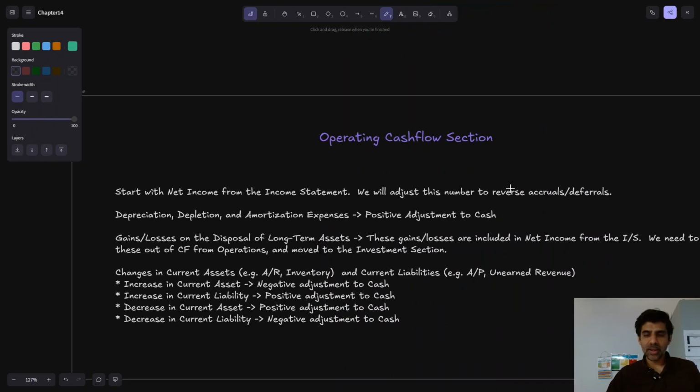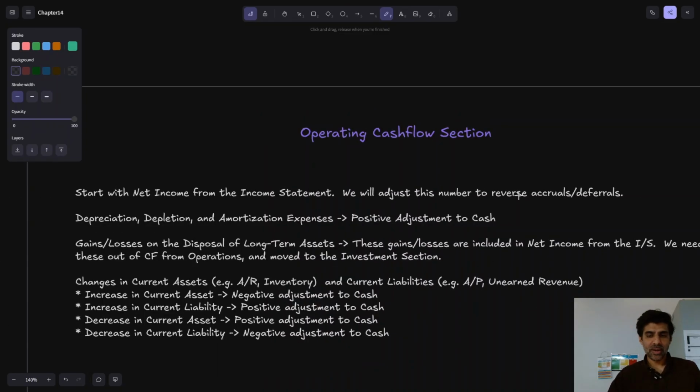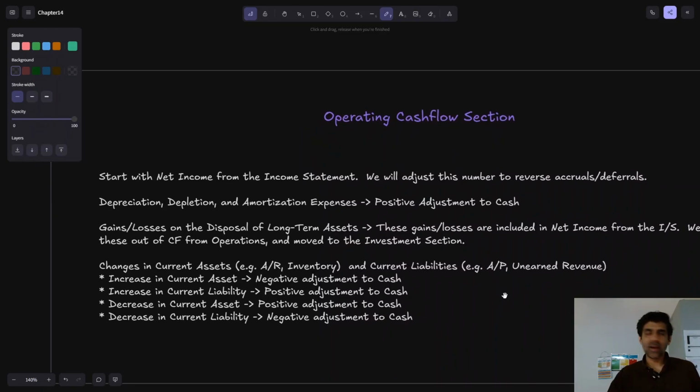Okay, so the operating cash flow section is weird in the indirect method. There's a bunch of adjustments that are not intuitive that you're going to have to make. I'm going to try to explain it conceptually. I think at first you're going to forget and it's not going to be intuitive, but the more you think about it and try to remember what we talked about today, hopefully it will become intuitive.